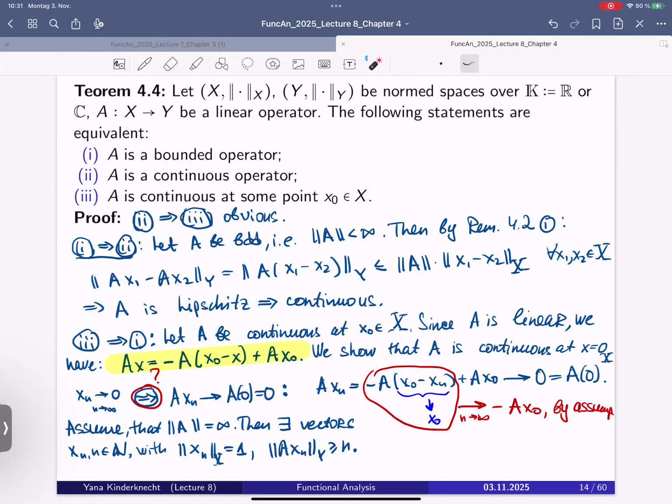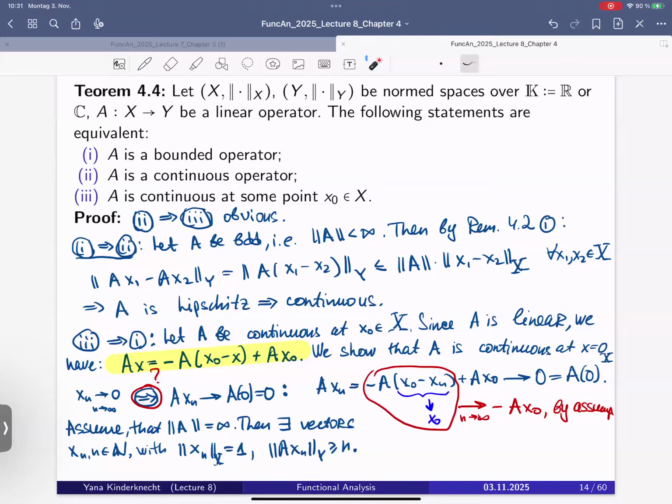If it is not possible to choose such a sequence, then we cannot. So better to say as follows. We assume that the norm is equal to infinity. The norm is a supremum of such things over a unit sphere. So by definition of infinity, there exists a sequence which goes to this supremum. That's why we can construct such a sequence Xn with such properties.